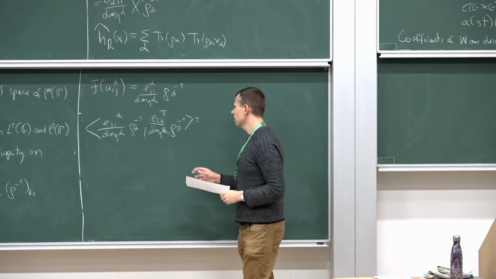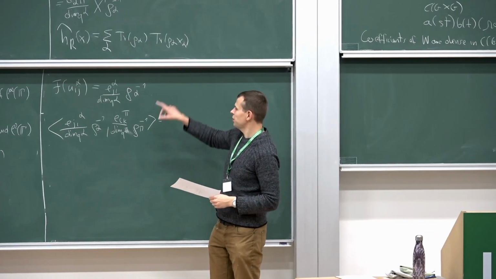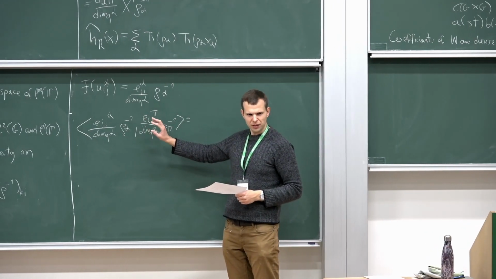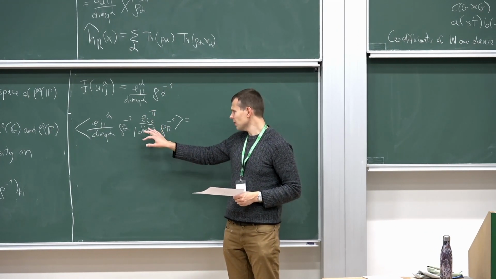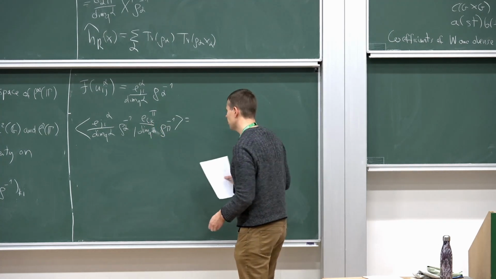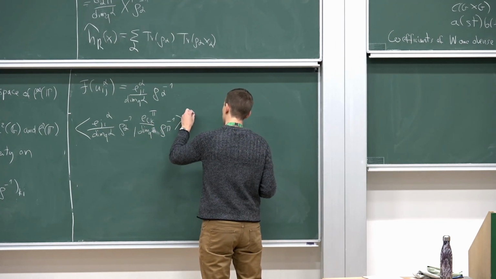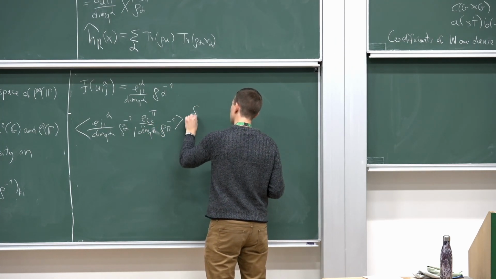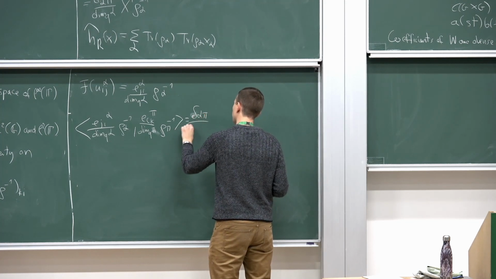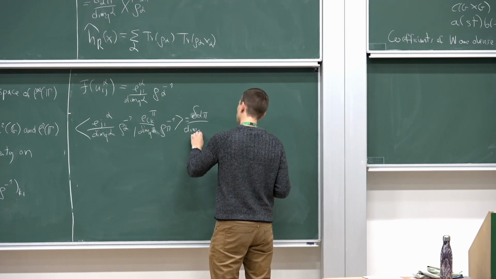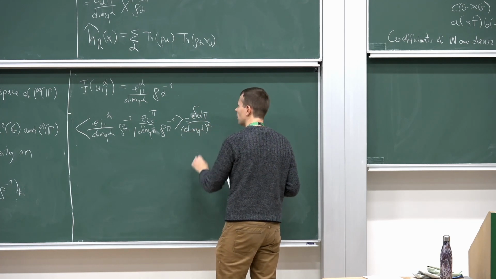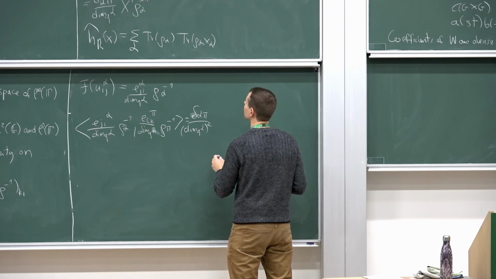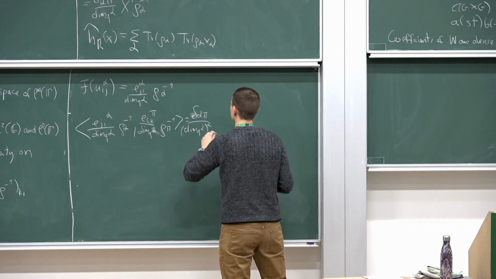Okay, so now it's easy to see, I mean, these are matrix units, possibly different blocks. Then if alpha is not pi, then this is 0. So this is delta alpha pi over the quantum dimension of alpha squared, and we get this definition.